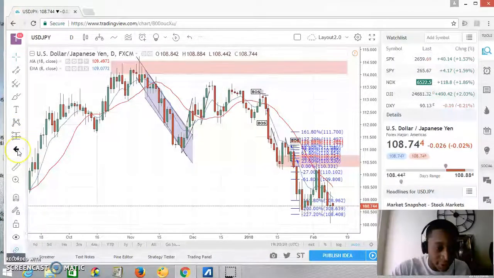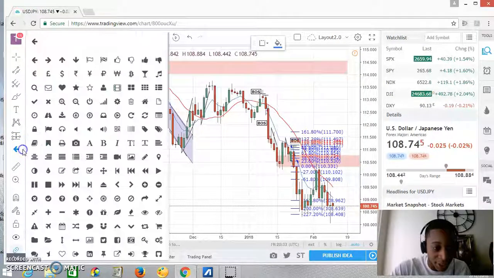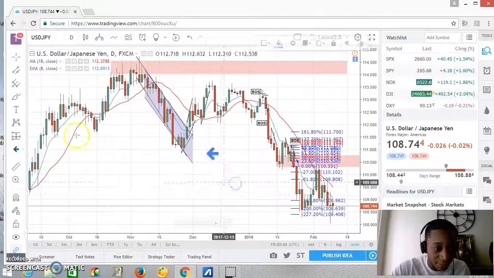Right here are the icons that you can use. I really don't use the icons too much. It's a bunch of icons that you could use. I normally use the arrow so I can come back and review certain things.